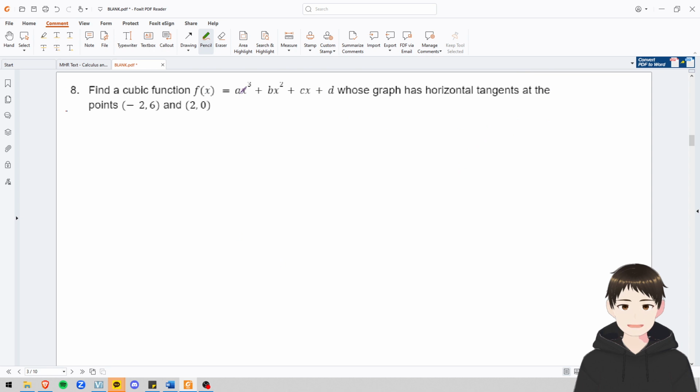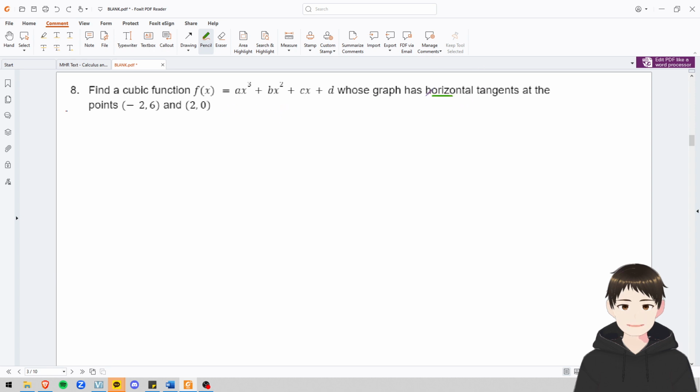All right? We are looking for 1, 2, 3, 4 different variables. That gives us a horizontal tangent, in other words, a slope of 0 at points x equals negative 2 and x equals 2. And knowing that we're looking for 4 different values, you can imagine we're going to have 4, unless anything happens, 4 different equations. Okay, let's hope it works out nicely.